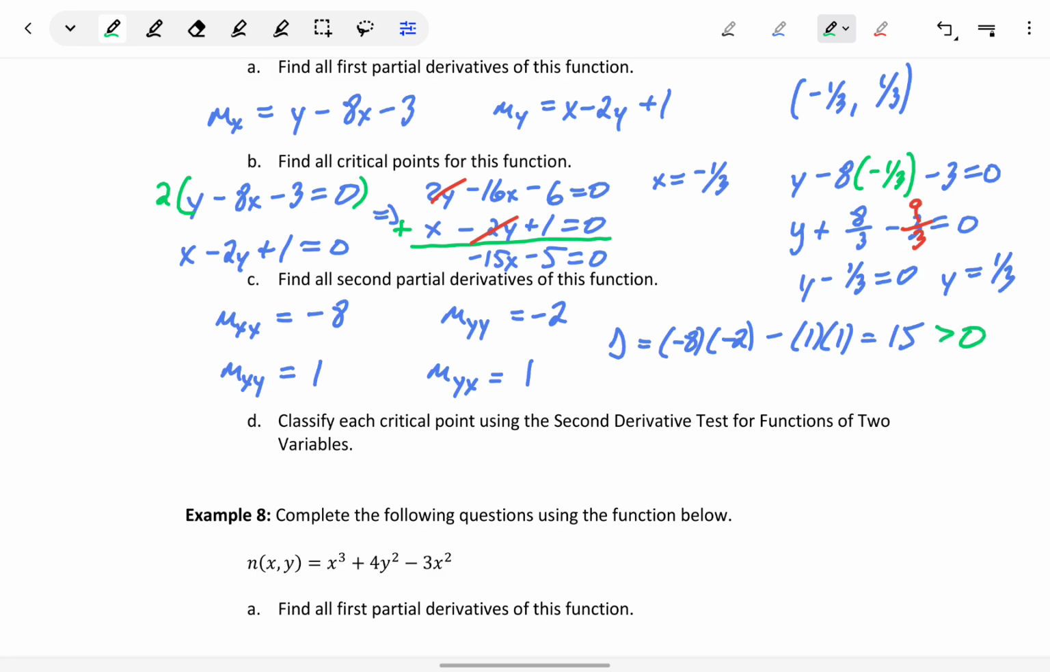That result is greater than 0, meaning we have a local maximum or a local minimum. So we check the second derivative with respect to x, m sub xx, which is equal to negative 8, which is less than 0. That tells us that we have a local maximum at negative 1/3, comma 1/3.